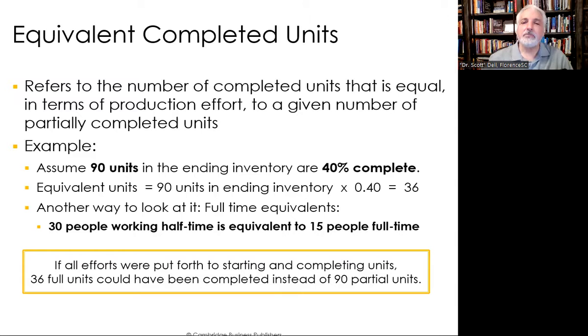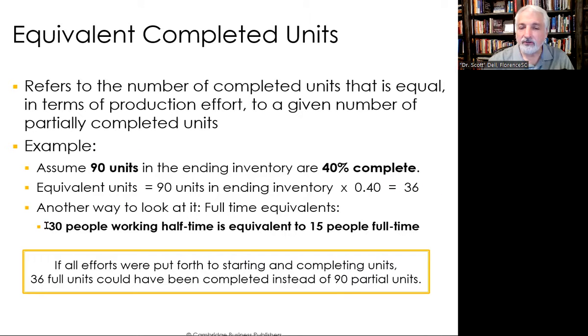So equivalent completed units. This is an interesting concept to wrap your arms around. It refers to the number of completed units equal in terms of production effort to a given number of partially completed units. So assume 90 units in the ending inventory are 40% complete. Equivalent units are 36 units. We have 40% of the 90.